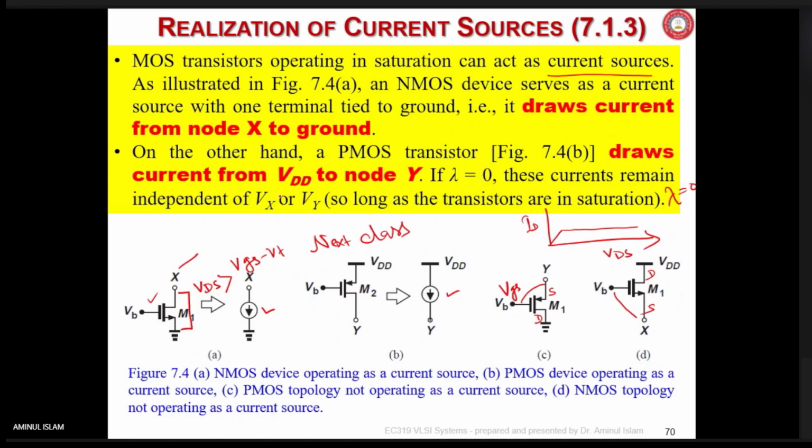In this diagram, figure A, an NMOS device serves as a current source with one terminal tied to ground. That is, it draws current from terminal X to ground. On the other hand, the PMOS here is drawing current from VDD to node Y. If lambda equals 0, these currents remain independent of Vx, the voltage at node X, and Vy, the voltage at node Y.